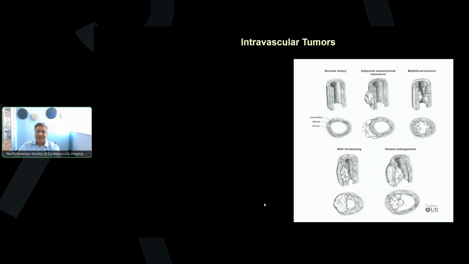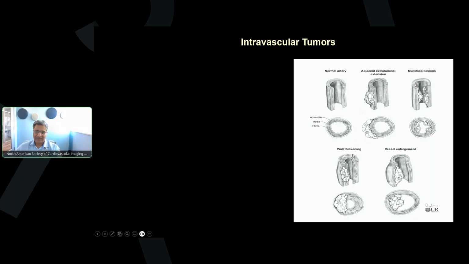Let's move on to the vessels, and I think intravascular tumors is an interesting component of cardiovascular imaging. The main thing to differentiate is, of course, thrombus or plaque thrombus complex. And are there any things that would suggest that this could be a tumor rather than being a thrombus? So what are the different features that can suggest that? Is there an adjacent extraluminal component, multifocality, wall thickening, and then vessel enlargement?